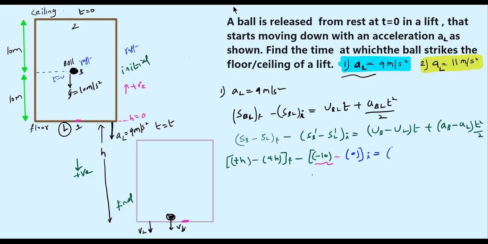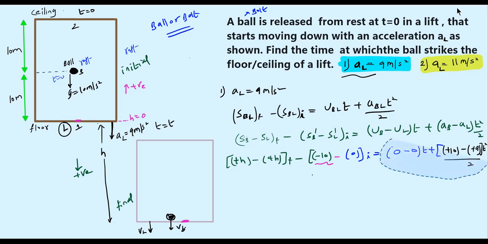L, I'm writing it, equal to initial velocity of the ball, 0. Final velocity of the ball, 0. Acceleration of the ball or bolt, anything, ball or bolt, both are same. What is the acceleration of the ball? G, 10. So we'll write it here, plus 10. Acceleration of lift is how much? Plus 9. Whole divided by square this one.